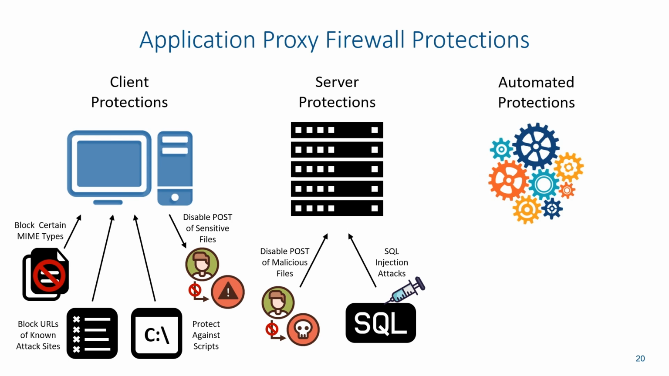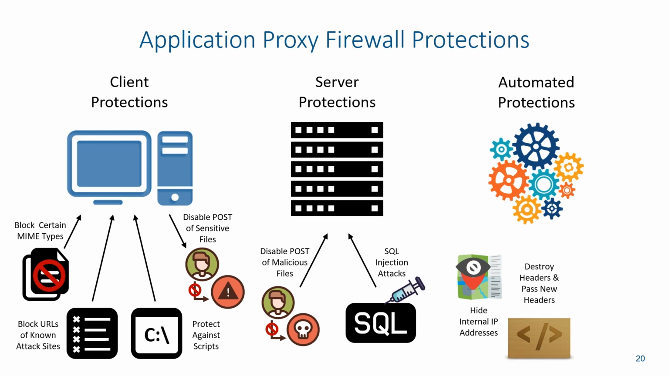An application proxy also ensures automated protections, such as hiding internal IP addresses, such as destroying headers and passing new headers, because sometimes hackers embed malicious content inside of the headers of packets. We can also ensure protocol fidelity. So if a user is trying to send packets for HTTP traffic, we would know that that's normally through port 80, and anything outside of that we would want to get rid of.